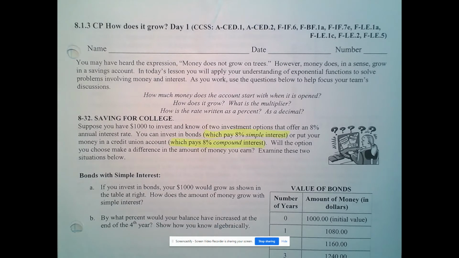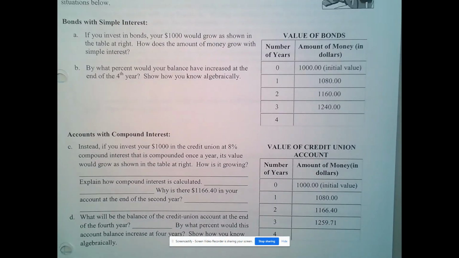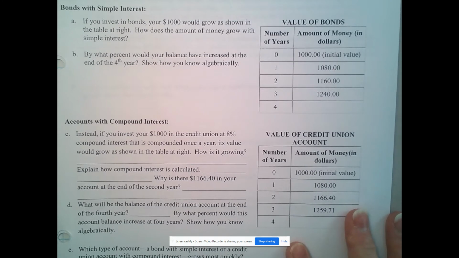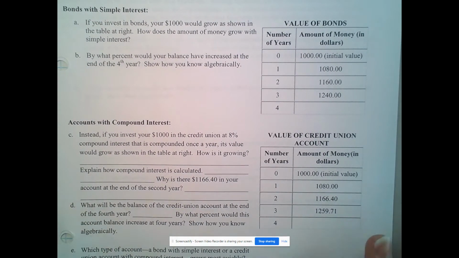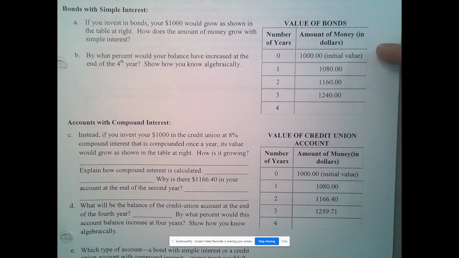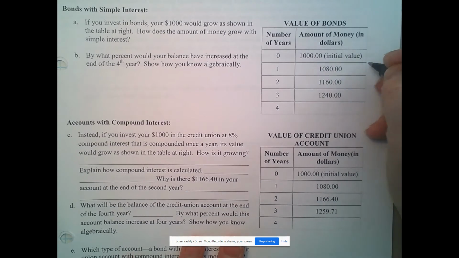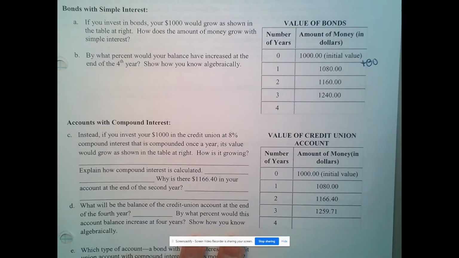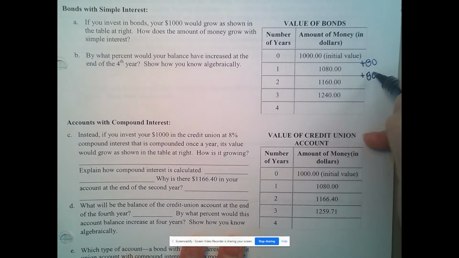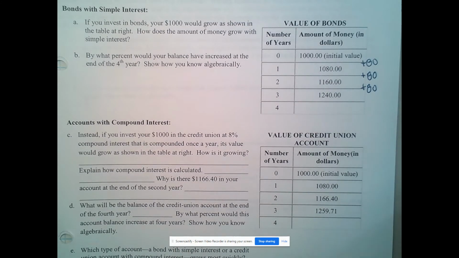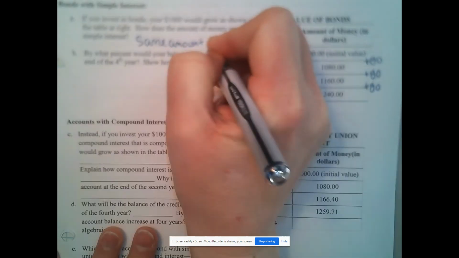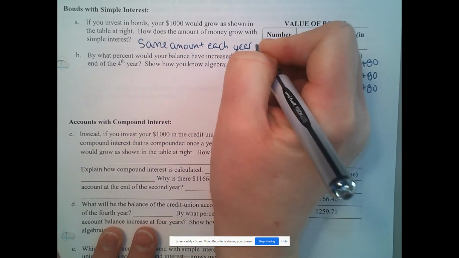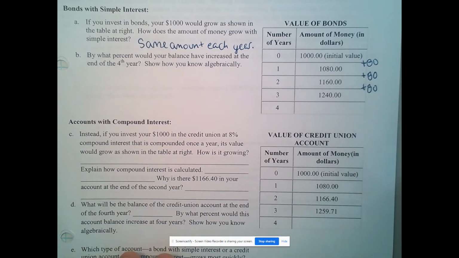Examine the two situations below. So let's look first at the simple interest option. If you invest in bonds, your $1,000 would grow as shown in the table at the right. How does the amount of money grow with simple interest? So we start with $1,000. We get an extra $80 for the first year, an extra $80, an extra $80. So we are getting the same amount each year. No matter how long we keep it in there, extra $80 each year.